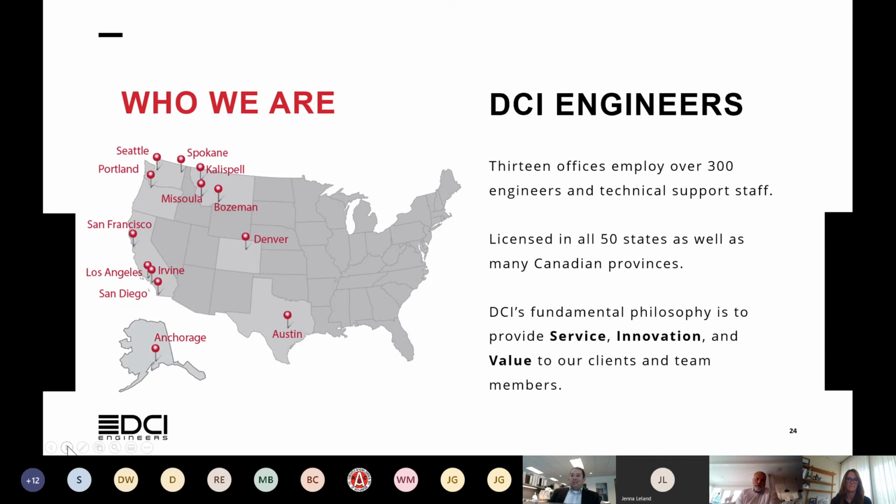We are a structural design company. We have 13 offices, mainly on the West Coast, so we are very familiar with the seismic hazards along the Pacific Rim. But you can see we are also expanding eastward into Colorado, Texas, and Montana as well. We're licensed in all 50 states, with over 300 support staff, so we can help you with any of your structural or civil engineering needs.